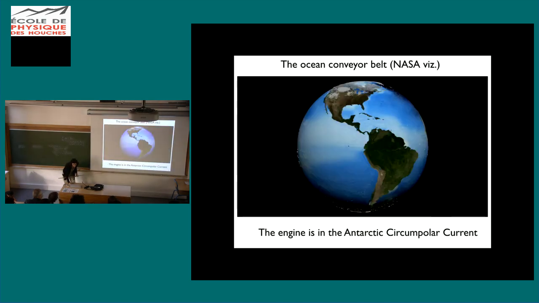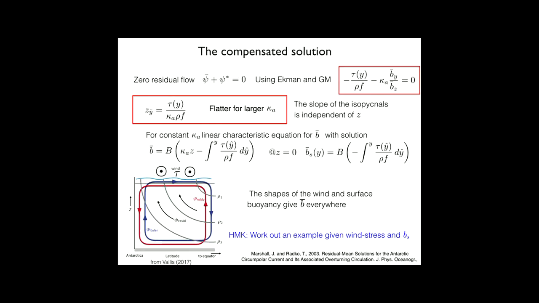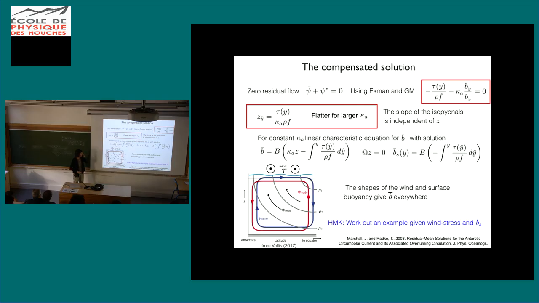Okay. So far, this example illustrates how the stratification is set in the ACC, assuming that there is no residual circulation. But the overturning circulation is the residual circulation. So now we have to look for a solution where this is not 0 by connecting the ACC to the rest of the global ocean.